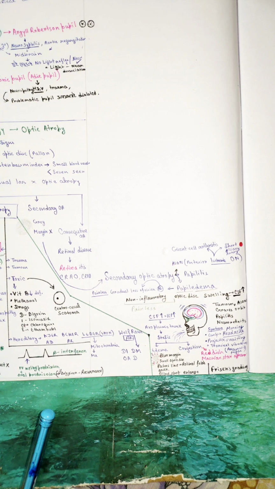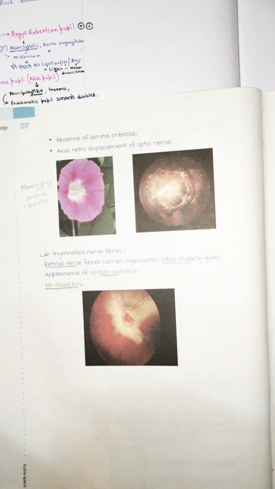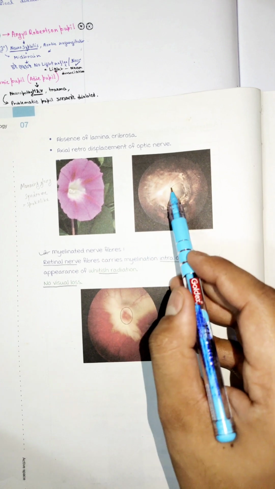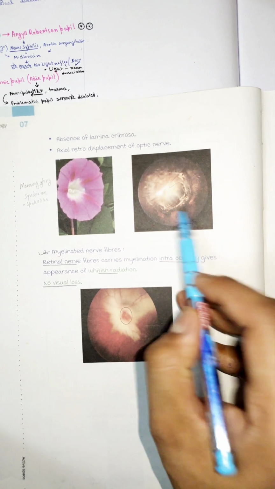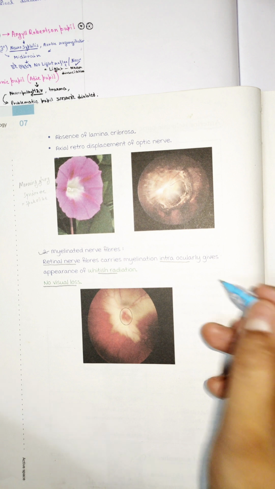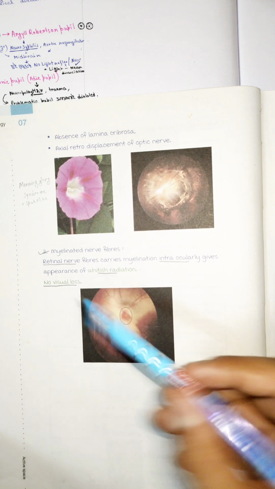Next is congenital anomalies of the optic disc, that is morning glory syndrome. Congenital. This is the picture of a morning glory flower. Just like the spokes of a morning glory flower, spokes are also seen in the optic disc, so it is called morning glory syndrome. And next is myelinated nerve fibers, that is retinal nerve fibers carrying myelination intraocularly, giving an appearance of whitish radiation. It causes no visual loss.